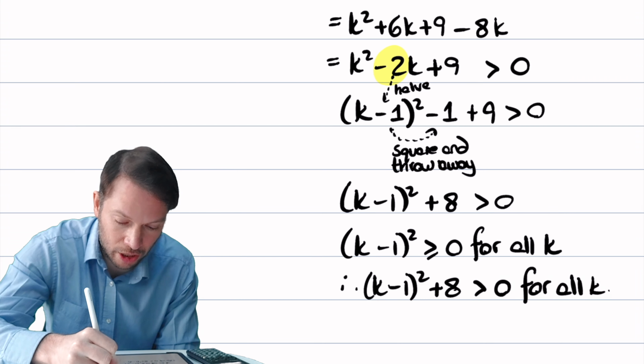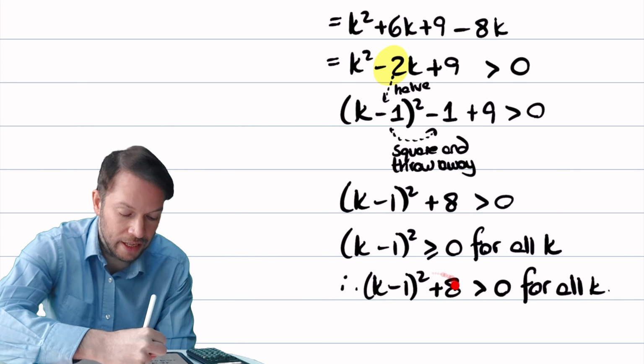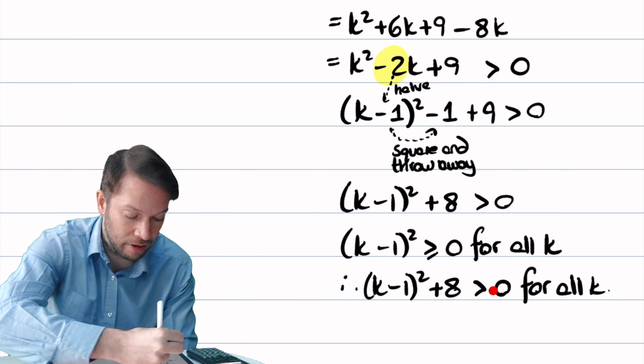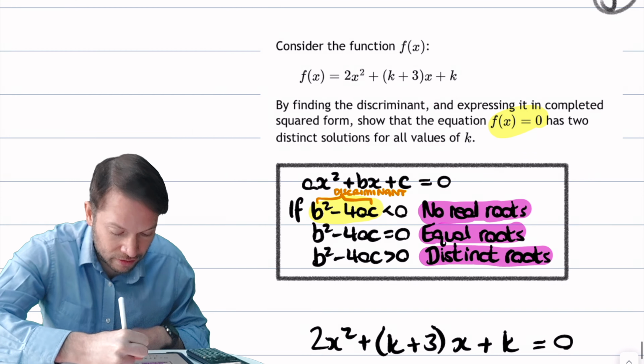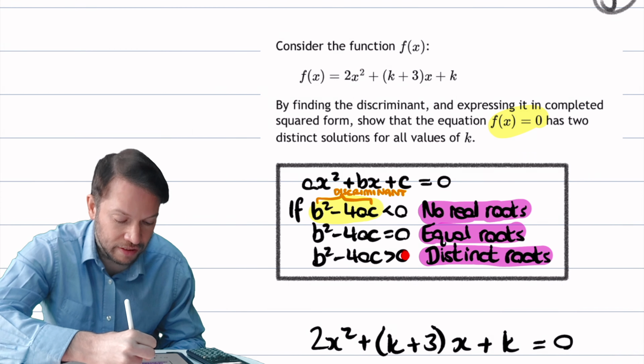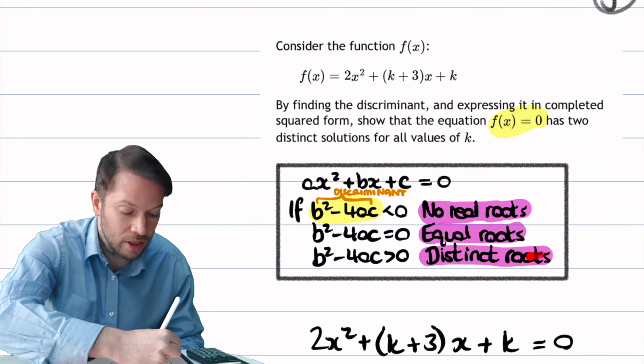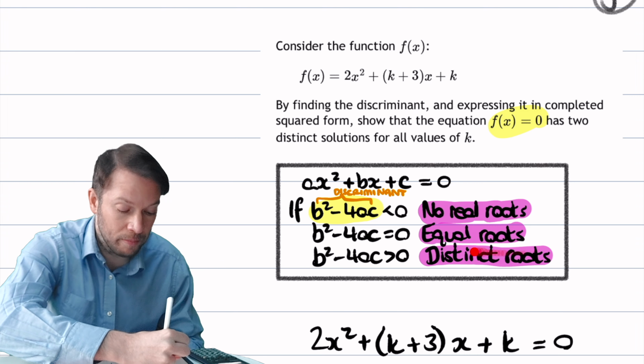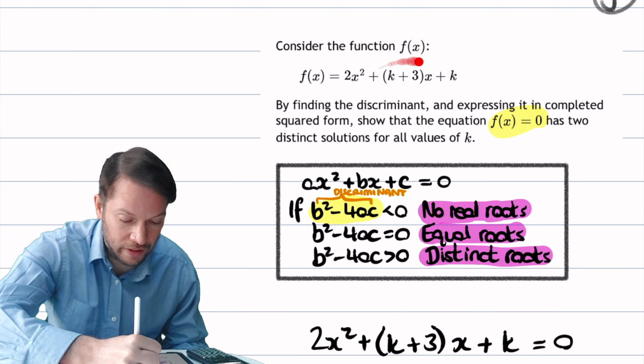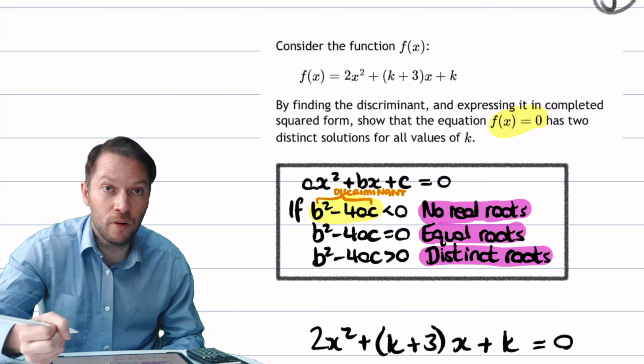And therefore, we've shown that this discriminant here is guaranteed to be greater than 0 for all k. And because this discriminant is guaranteed to be greater than 0, we're guaranteed to have distinct roots for our solutions to this f of x equals 0 for all values of k.